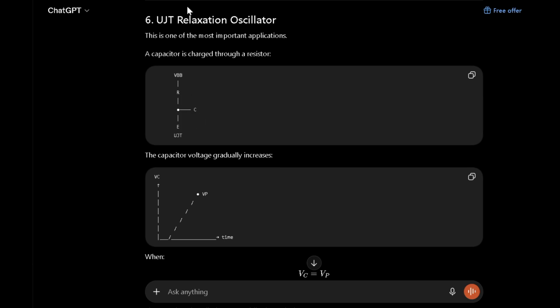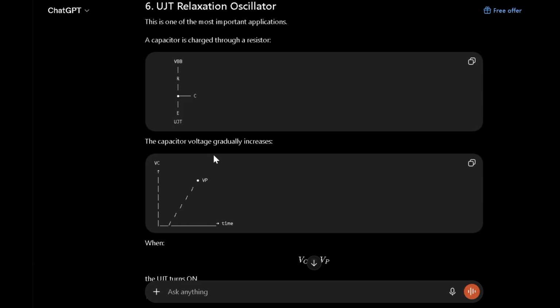So this is one of the most important applications, but here it is connected with a capacitor and resistor and called a relaxation oscillator. The capacitor voltage gradually increases.